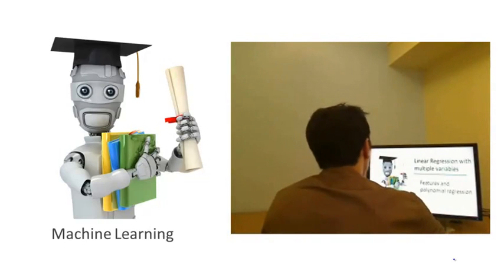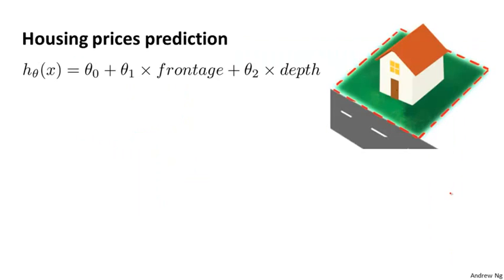Let's take the example of predicting the price of a house. Suppose you have two features, the frontage of the house and the depth of the house. So here's a picture of the house we're trying to sell. The frontage is defined as this distance. It's basically the width or the length of how wide your lot is, of this plot of land that you own. And the depth of the house is how deep your property is. So there's the frontage, that's the depth. So you have two features called frontage and depth.